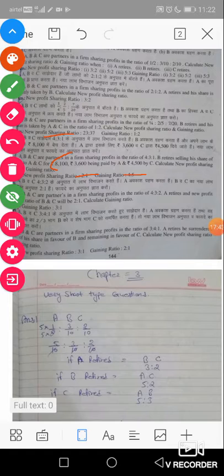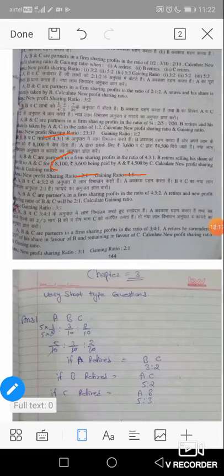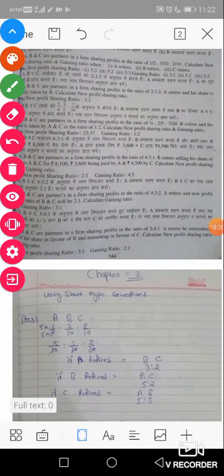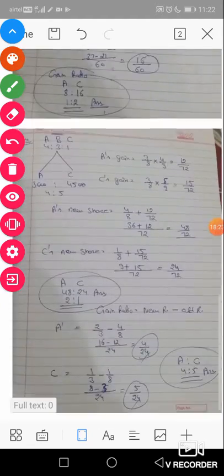Okay, I will tell you in short. B retired and B sells his share to A and C. Because B is retired, B will sell his share in favor of A and C, and he will get money from A and C for selling his share, in which A pays him 3600 and C pays him 4500 for purchase of the share. Now start. This is numerical number 4.